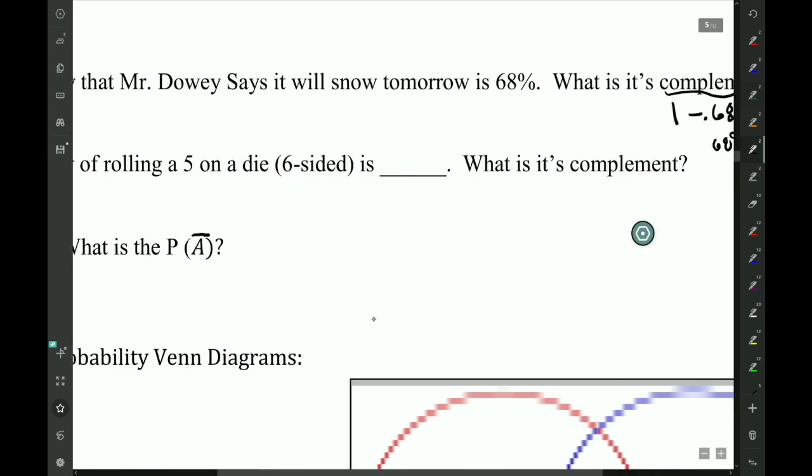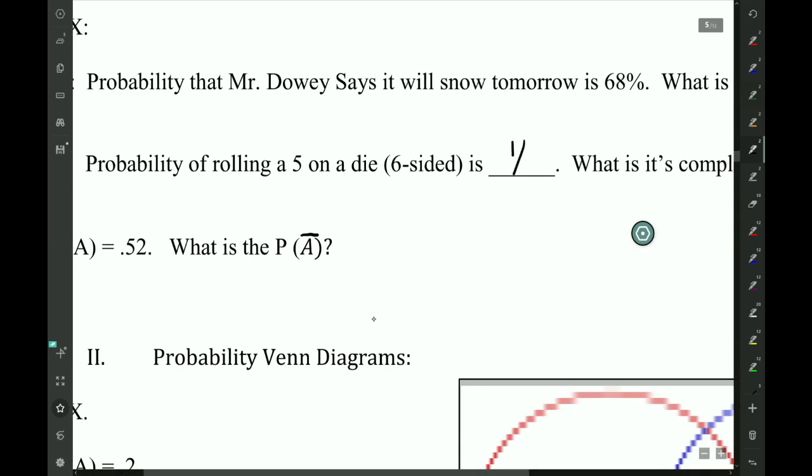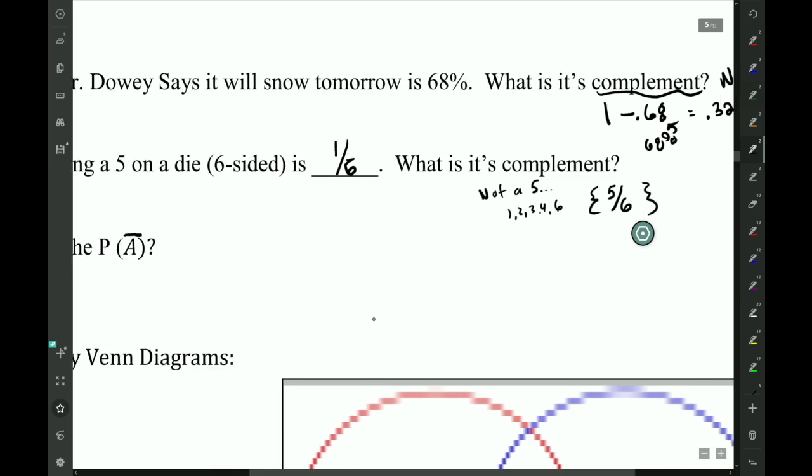Not too crazy, hopefully. Probability of rolling a 5 on a 6-sided die is 1 out of 6. Its complement would be not rolling a 5. If you think about it, that means getting a 1, a 2, a 3, a 4, or a 6, so it's 5 out of 6. That is the probability for that specific case.